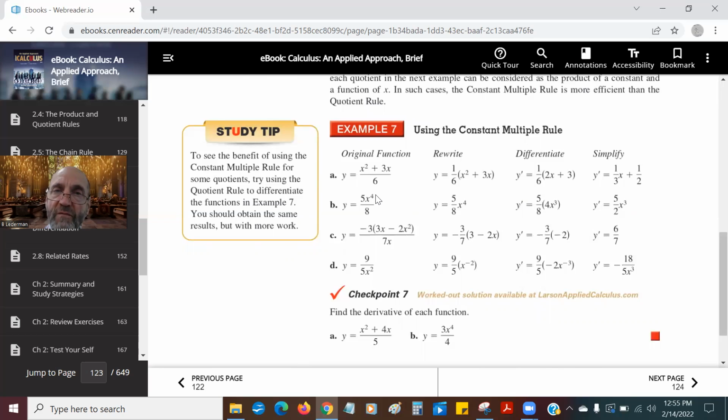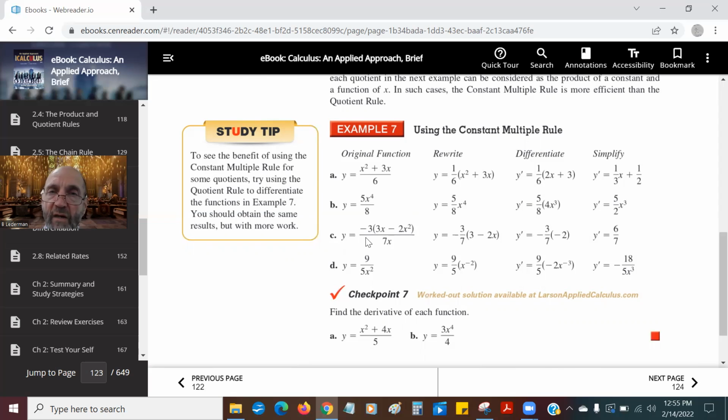Here I take 5/8 x to the 4th. Move the 5/8 out as a coefficient. The derivative of x to the fourth is 4x cubed. Then multiply by 5/8, simplify, and I get y prime equals 5/2 x to the third power.